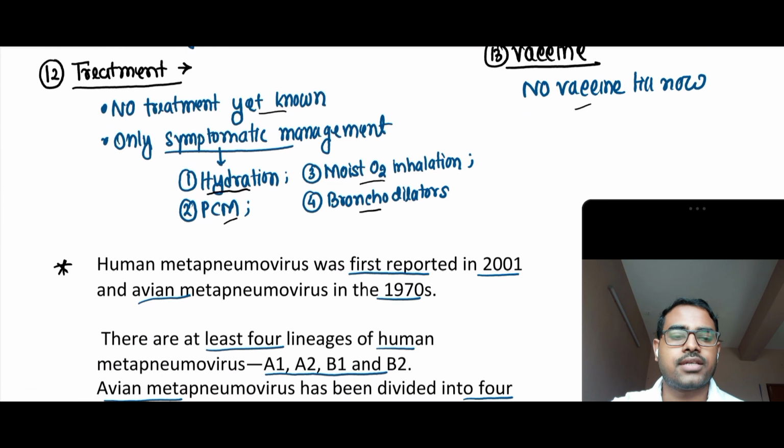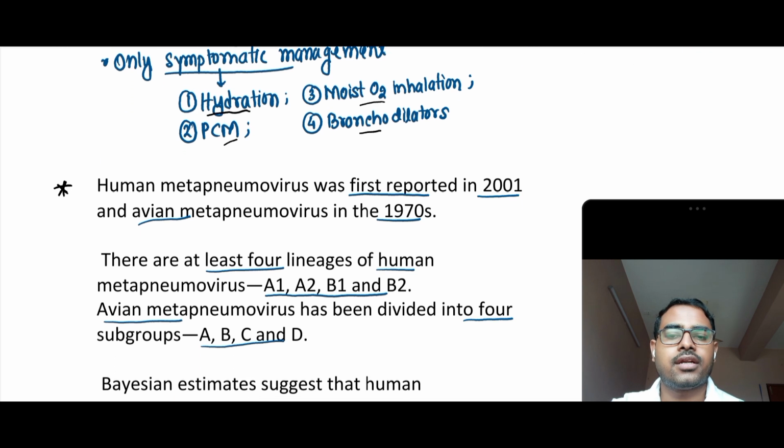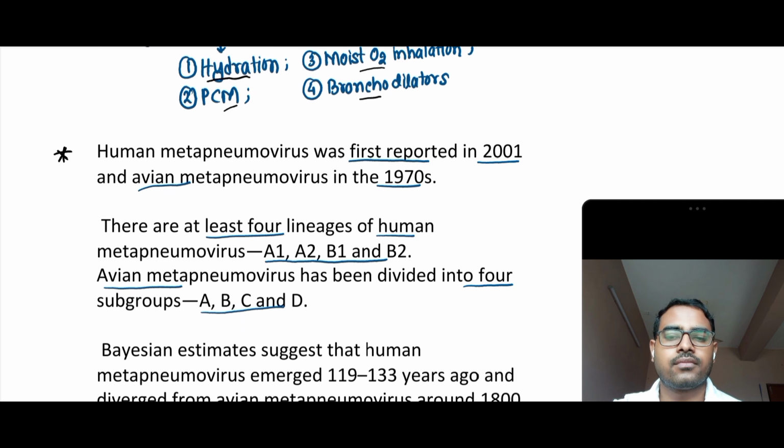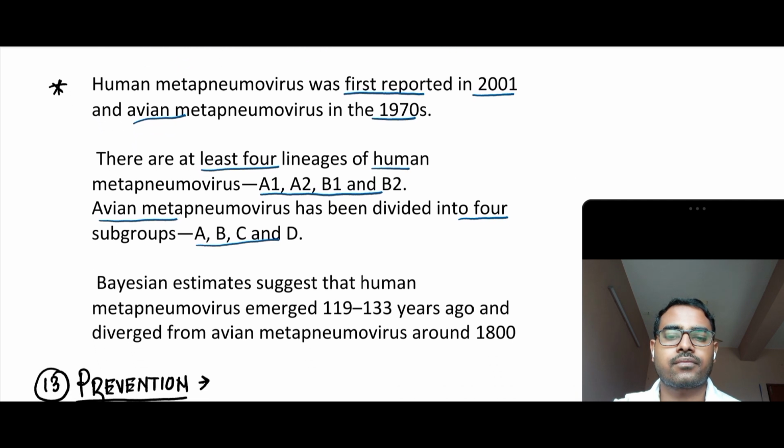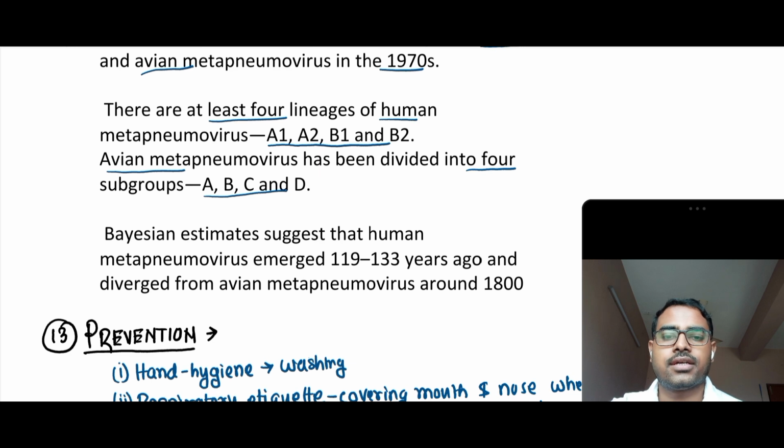Human metapneumovirus, as we previously discussed, was first reported in 2001 in the Netherlands. There are four lineages of human metapneumovirus: A1, A2, B1, B2. Avian metapneumovirus is divided into four subgroups: A, B, C, D. Bayesian estimates suggest that human metapneumovirus emerged 119 to 113 years ago and diverged from avian metapneumovirus around 1800.